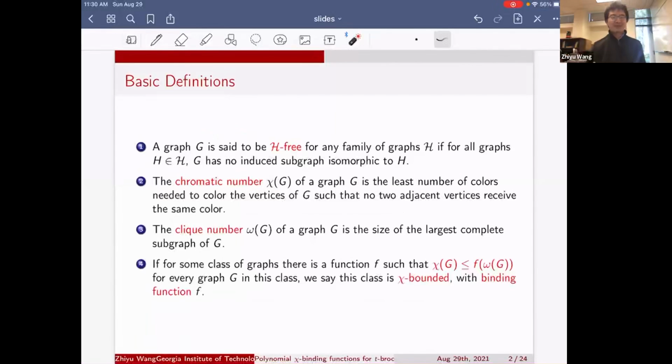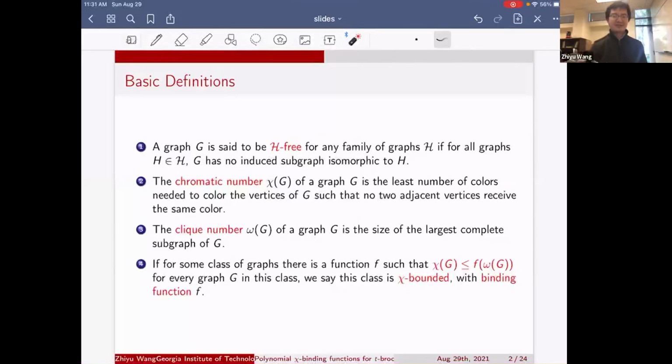We say a graph is H-free, where H is a family of graphs, if G has no induced subgraph isomorphic to any graph in H. So here we are talking about a forbidden induced subgraph. The chromatic number is the least number of colors needed to properly color the graph. The clique number is the size of the largest complete subgraph you can find in G.